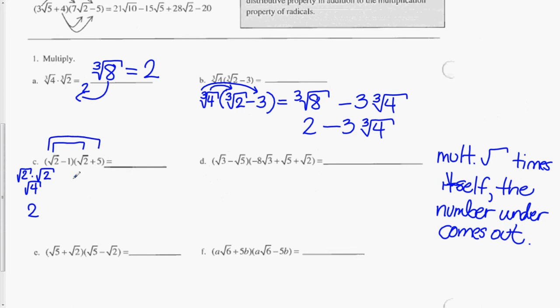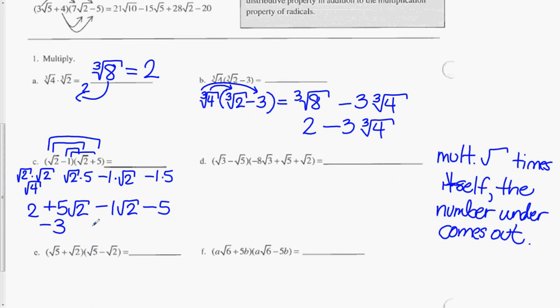All right, we're going to do outer times outer, so that's a square root of 2 times a 5. So that is a plus 5 square root of 2. Inner times inner is a negative 1 times the square root of 2. So that's minus 1 square root of 2. And then last times last is a negative 1 times a 5, which is a minus 5. So now we're going to combine like terms. I've got a 2 minus a 5, so that's going to give me negative 3.